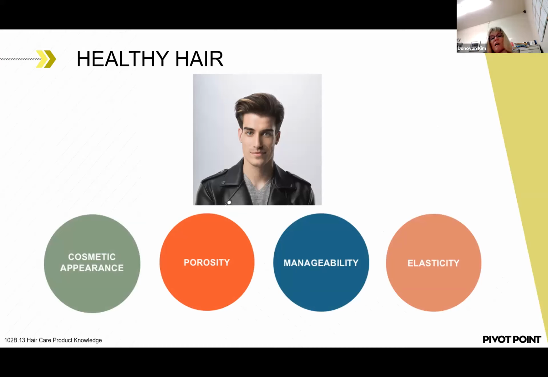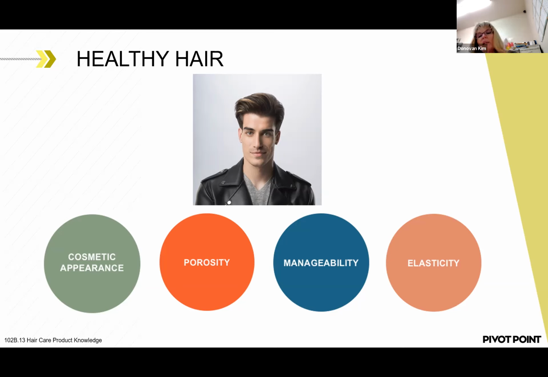So when we talk about hair and manageability, these are the things people are going to talk about. Cosmetic appearance: how shiny is your hair? Luster is the word in the industry used for shiny hair. If the layers of the cuticle stand away from the hair strand, it's not going to appear shiny. It's going to appear rough or dull. Porosity refers to the ability to absorb moisture, liquids, or chemicals.